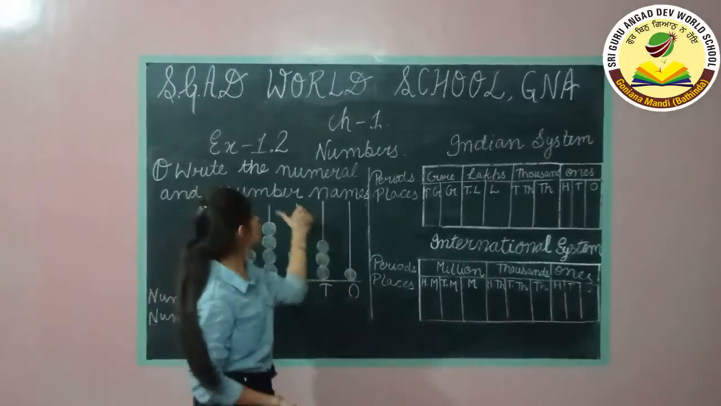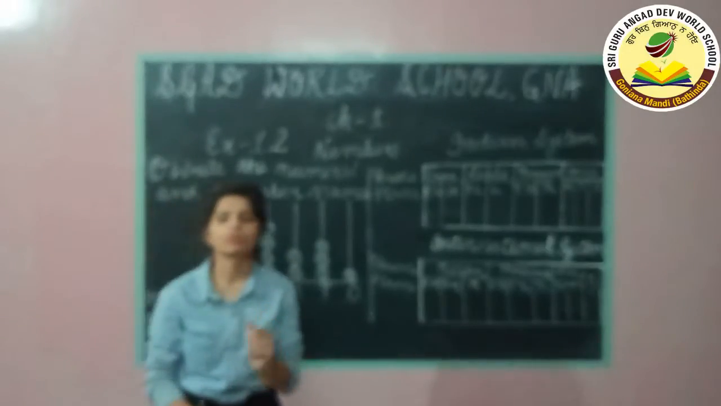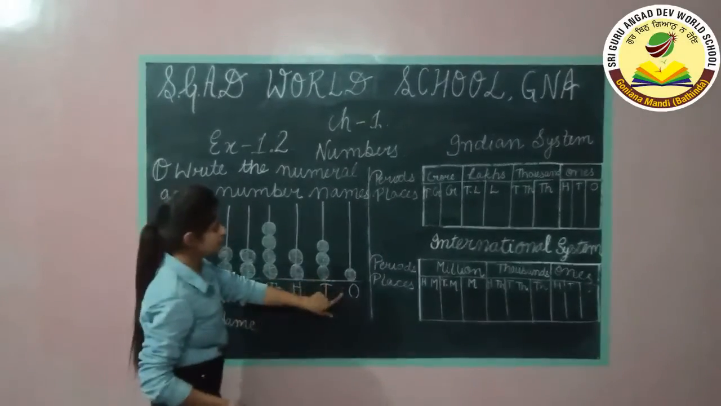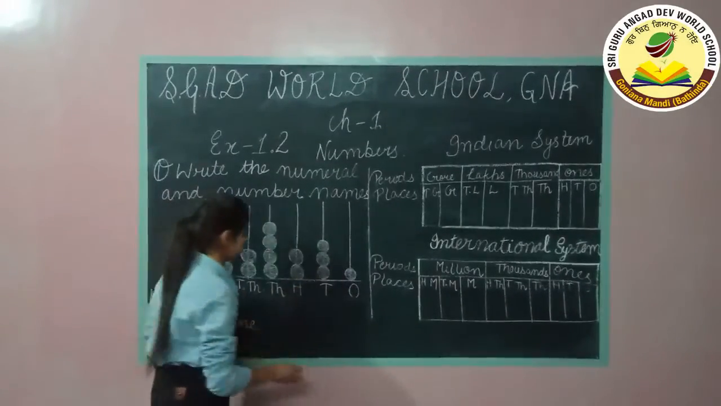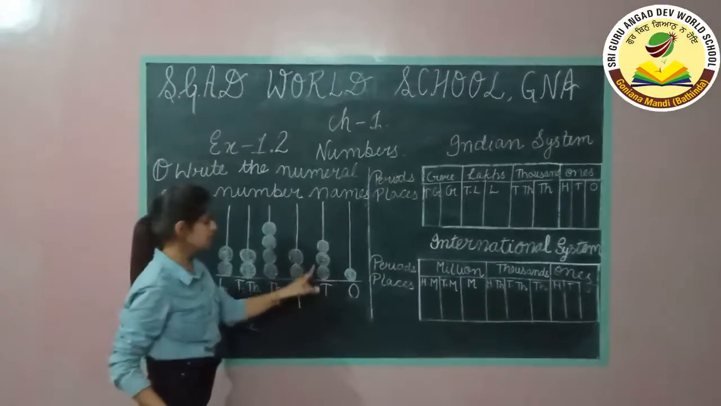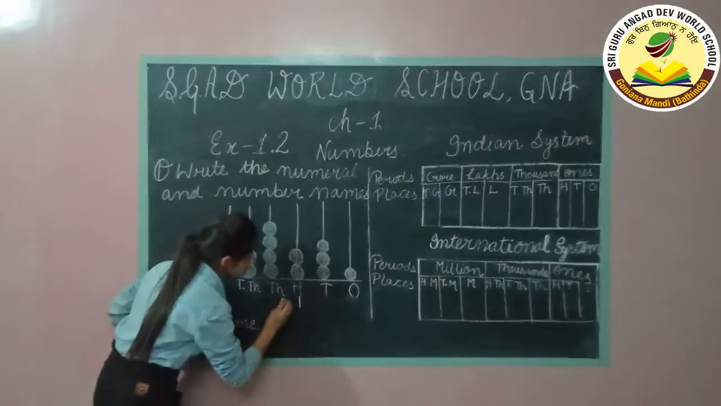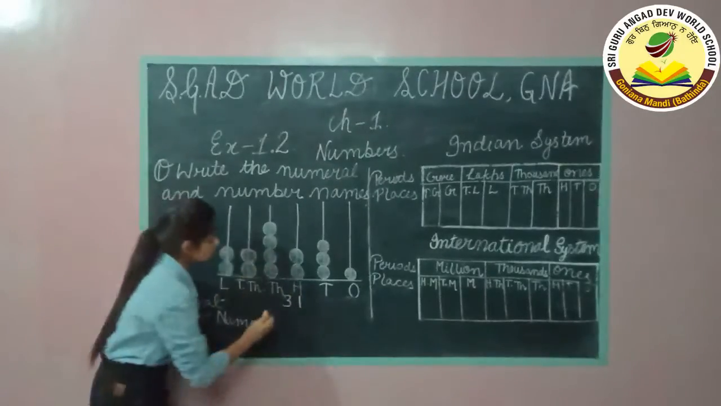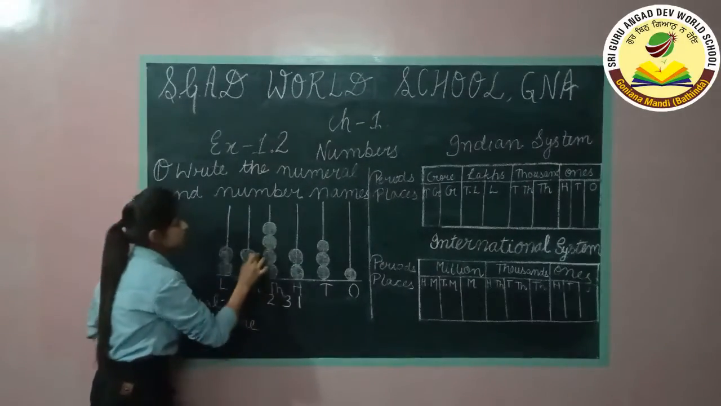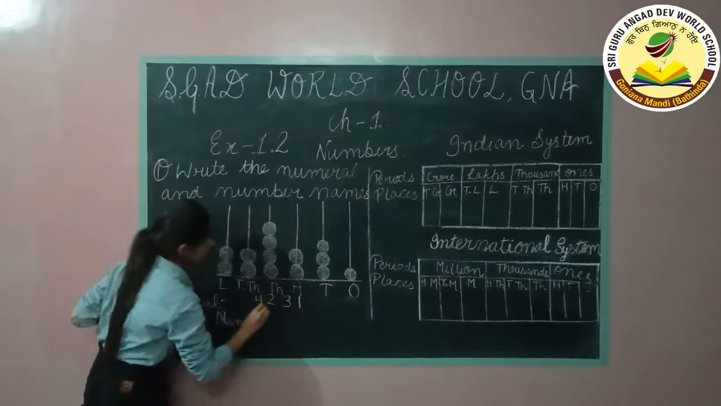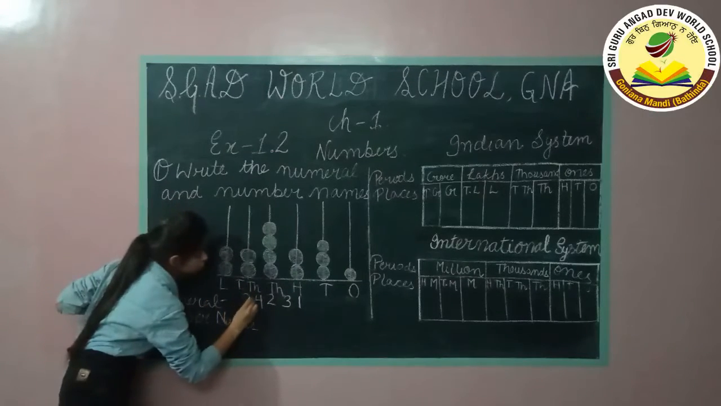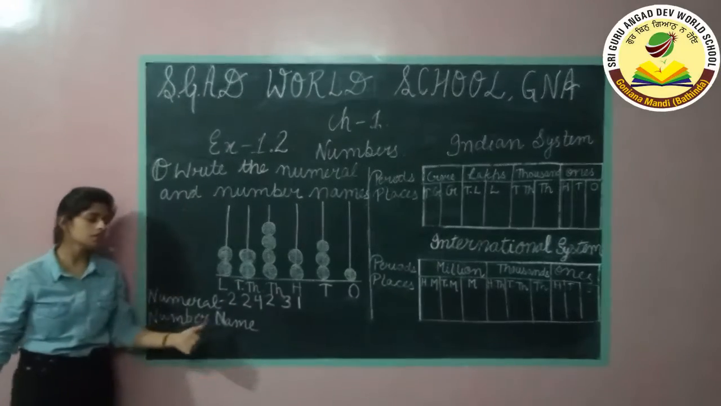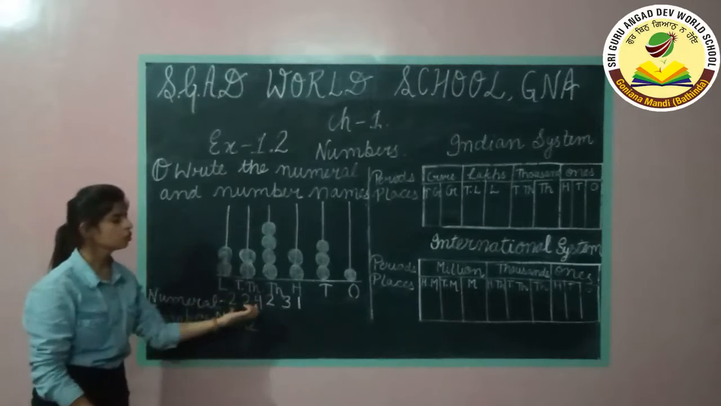Number name means we have to write it in words. Now we write: at the ones place there is one sphere. At the tens place there is 1, 2 and 3, so 3 spheres are here. In the 100th place there are 2 spheres. In the 1000 place there are 4 spheres. In the 10,000 place there are 2 spheres. And in the lakh place there are 2 spheres. We separate it by commas.